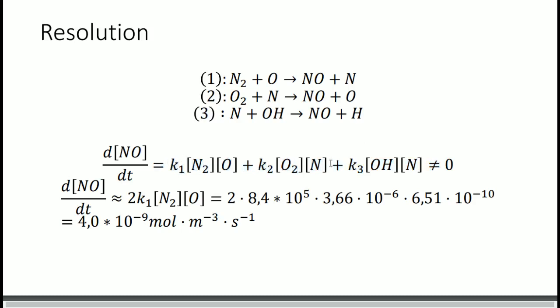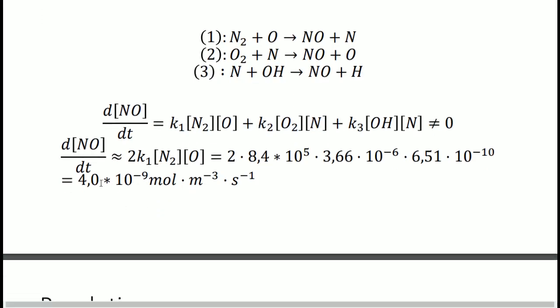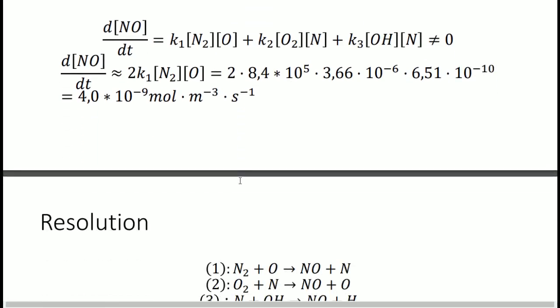So in our course they simplified it as twice K1 N2O, and I don't know why it works, but apparently it works, and I have no clue why. So if anyone has an idea why this works, I'll be glad to listen to it. So they just take this and say that it's equal to twice this. So they get 4 times 10 to the power minus 9 mole per meter minus 3 second minus 1.